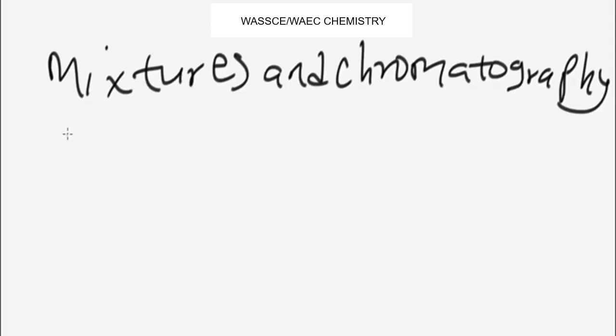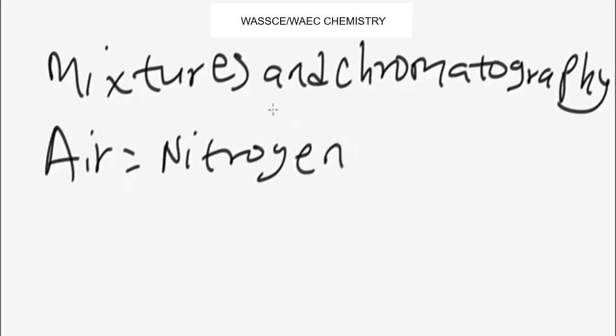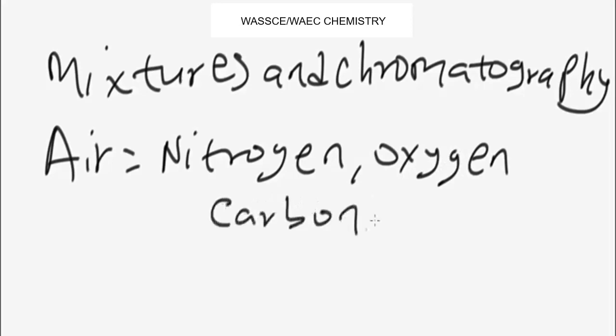Now we have basic examples of a mixture. We have our air. As we all know, air is a mixture of various gases. We have nitrogen, which makes up about 79% of air. We have oxygen, which makes up about 21% of air. We have carbon dioxide. We also have our rare gases or inert gases and the rest of them.